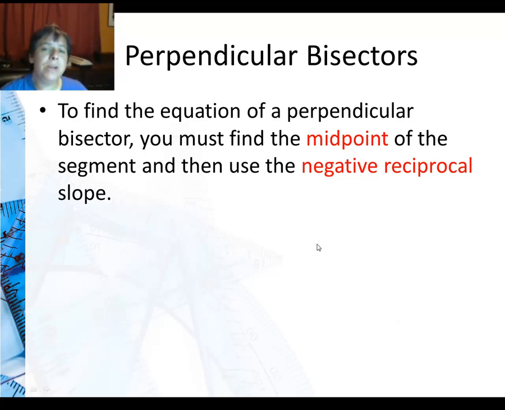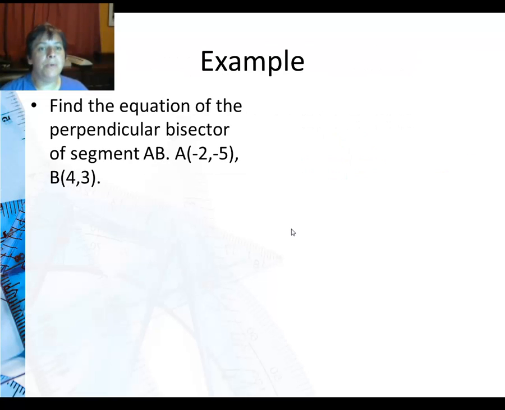To find the equation of a perpendicular bisector, you're going to have to remember that a bisector bisects. It cuts in half. So for the segment, we need to find the midpoint. And then we also need to make it perpendicular, so we're going to find the slope of the segment and use the negative reciprocal slope. In our example, we're going to find the equation of the perpendicular bisector of segment AB, where A is -2, -5, and B is 4, 3.